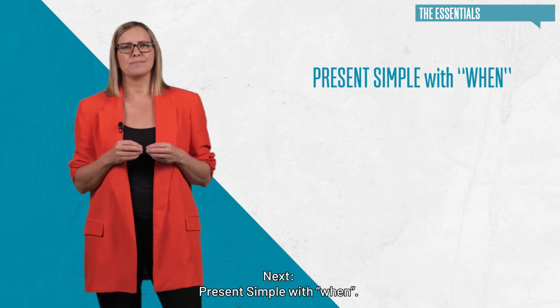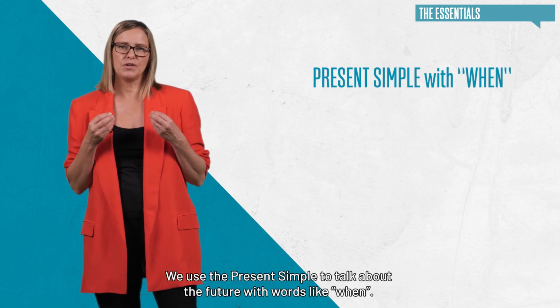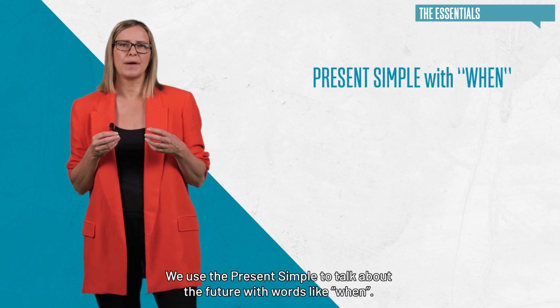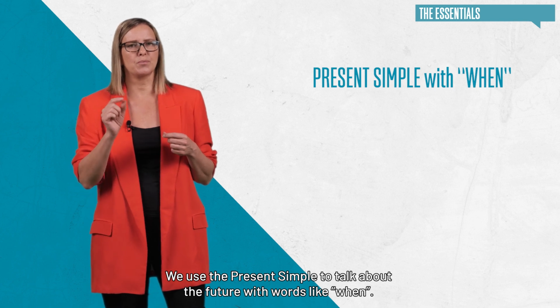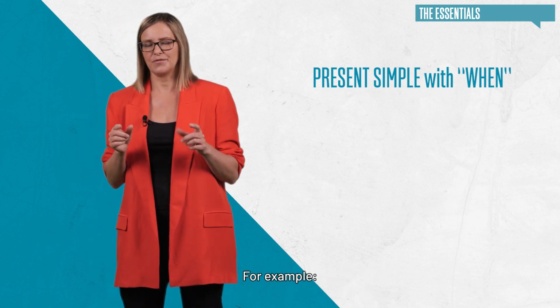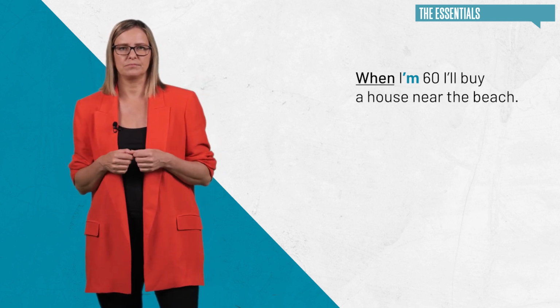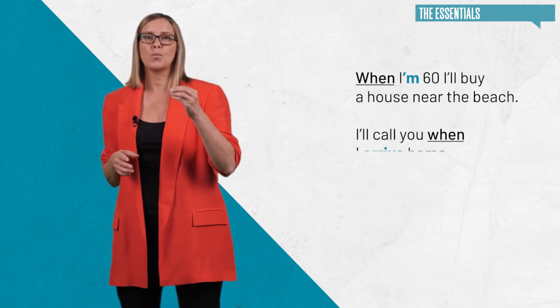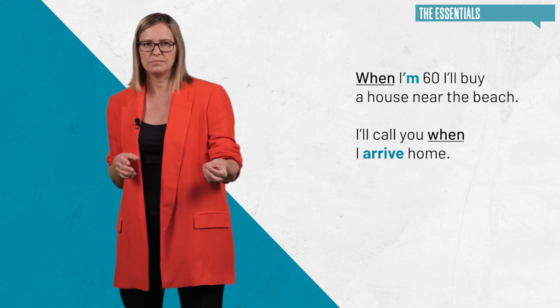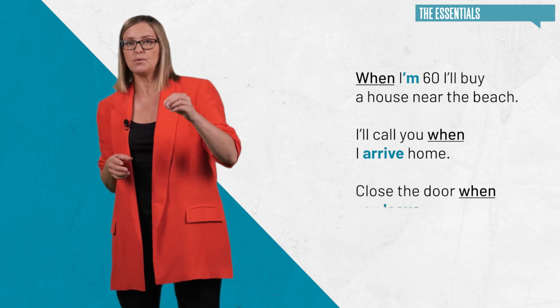Next, present simple with when. We use the present simple to talk about the future with words like when. For example, when I'm 60, I'll buy a house near the beach. I'll call you when I arrive home. Close the door when you leave.